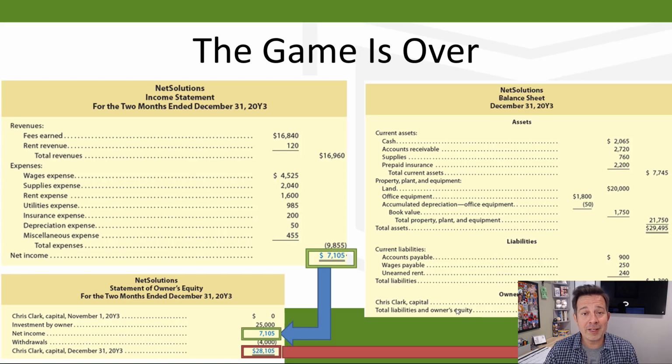If you're a publicly traded company, that means the investing public. If you're a privately held company, that probably just means the management of the company. But in any event, the game is over.